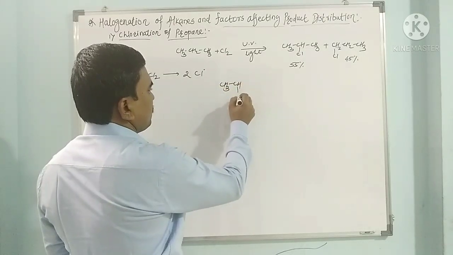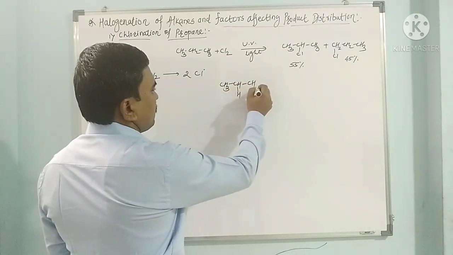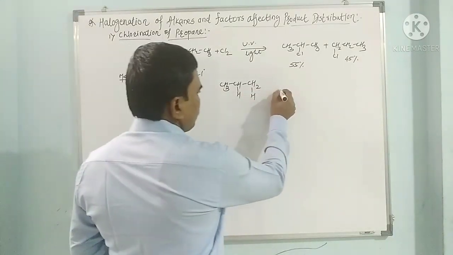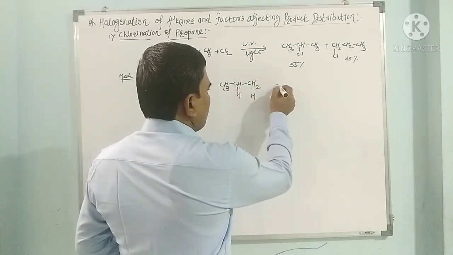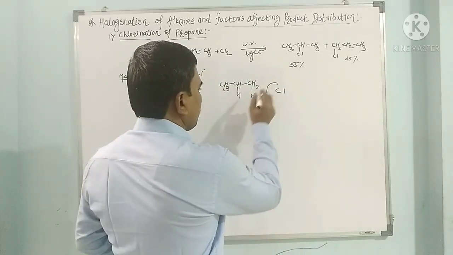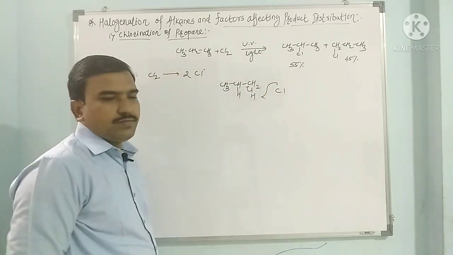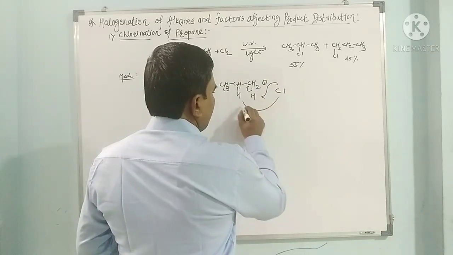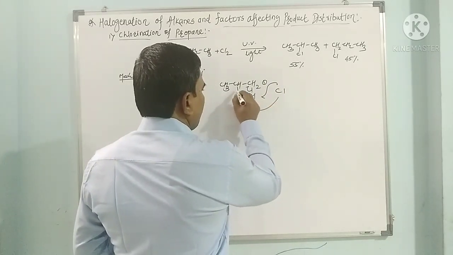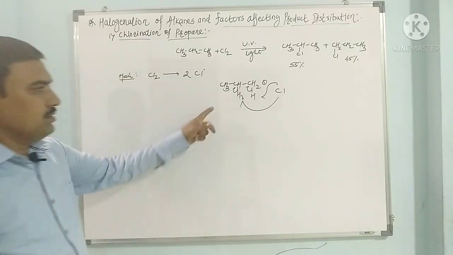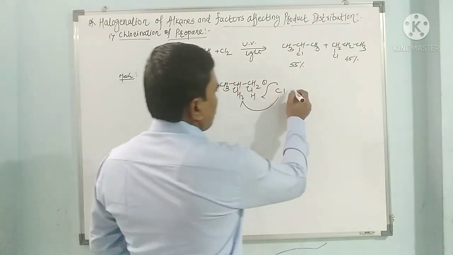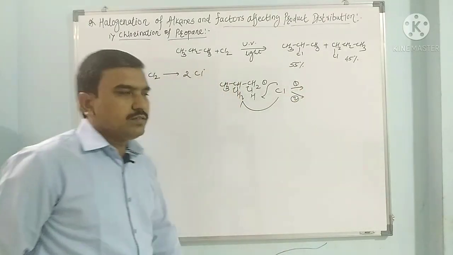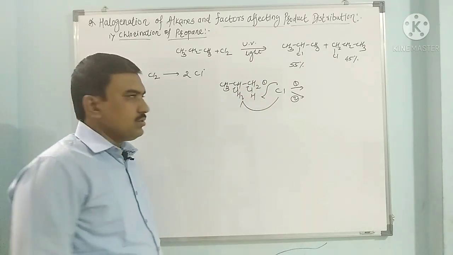CH3, CH2, CH3, and here this H. So when this Cl radical combines with this proton, it gives this radical, or suppose this is the first proton, or if it combines with this proton, then it gives this radical. So in this way we get 2 different free radicals, with route 1 and route 2.